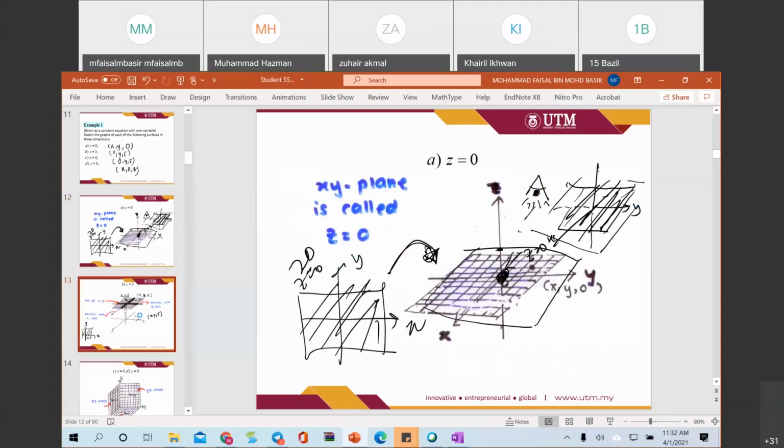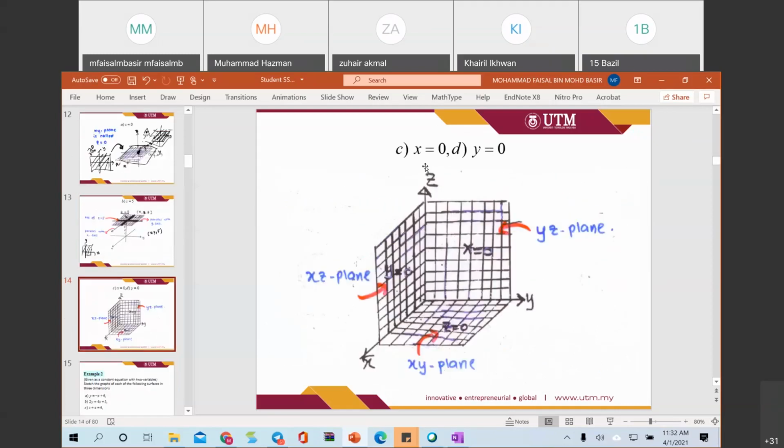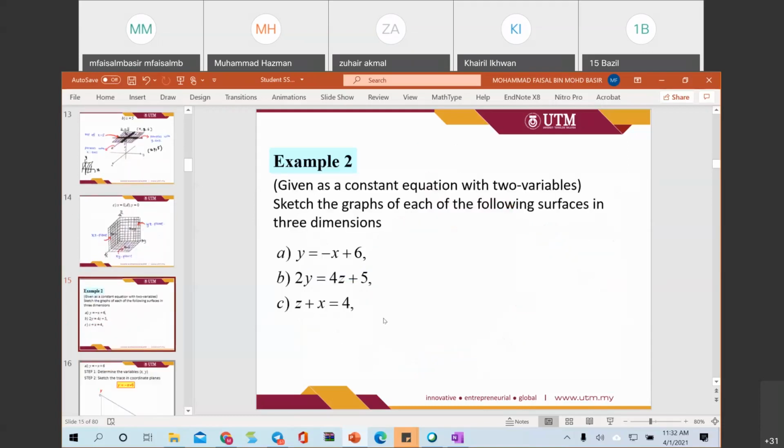I need to show the trace. So x equals 0 means everything in the yz plane. So the xz plane means everything in xz, the xy plane means everything in xy, when z equals 0.